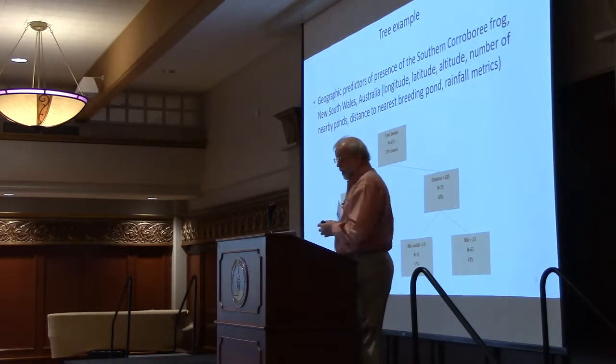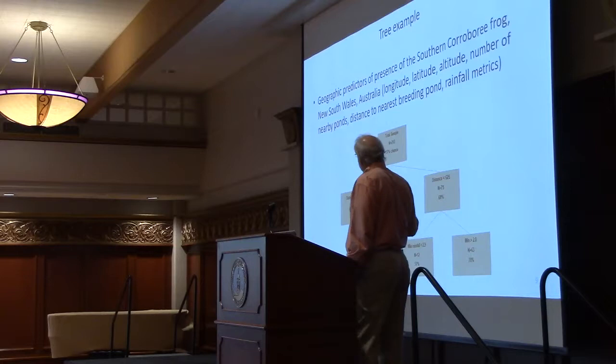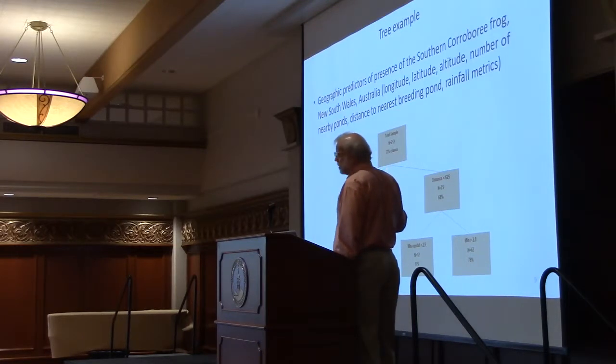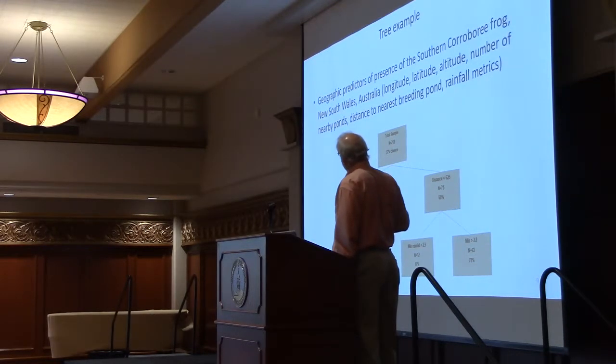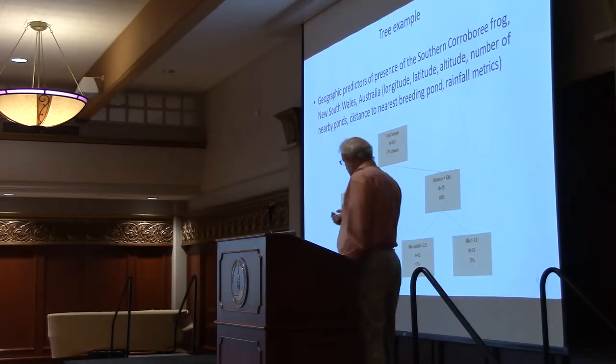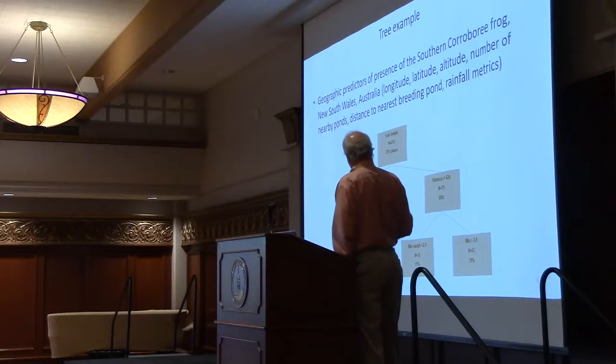212 locations, the first most important predictor was how far the location was from a breeding pond. If it was pretty far away, more than 624 meters, only 20% of those locations had frogs. If it was closer, less than 625 meters, 68% of the locations had frogs.